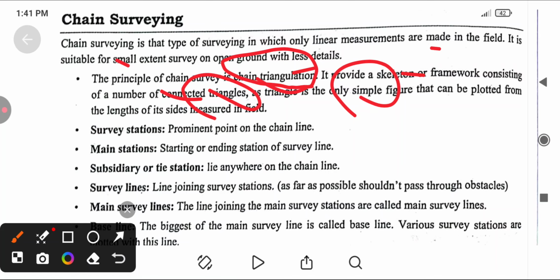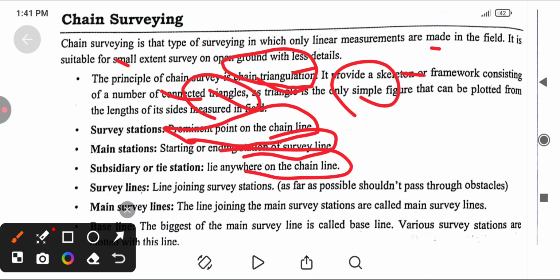Okay, survey station: a prominent point on the chain line. Main station: the starting or ending station of a survey line is a main station. Subsidiary or tie station lies anywhere on the chain line. Okay, survey lines joining survey stations, as far as possible, should not pass through obstacles.